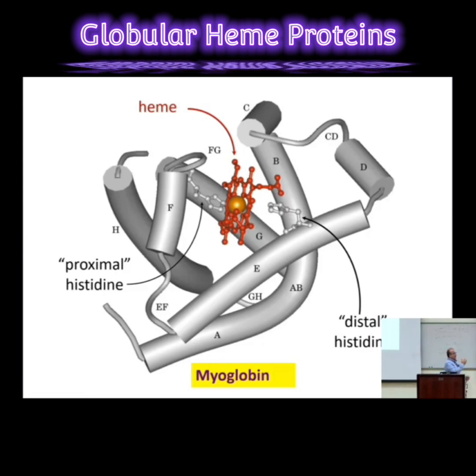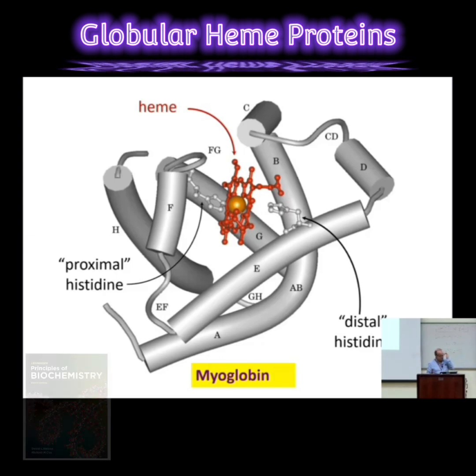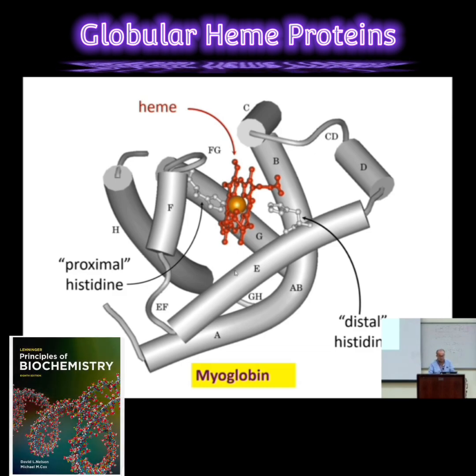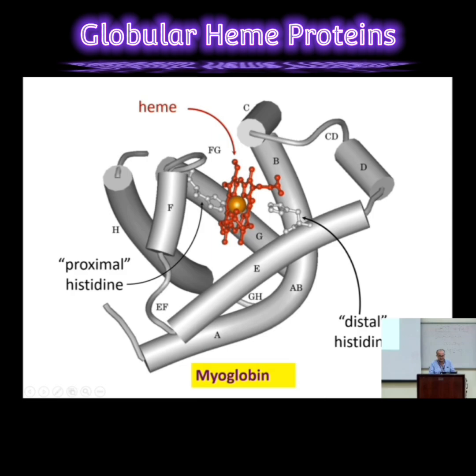So here's the first protein we will talk about, myoglobin. And you've seen this before when we talked about tertiary structure. So here's the folded protein. This is how it exists in the cell, in the muscle.